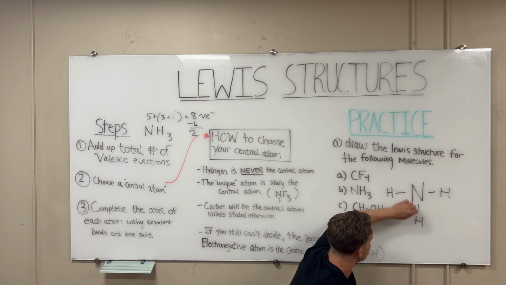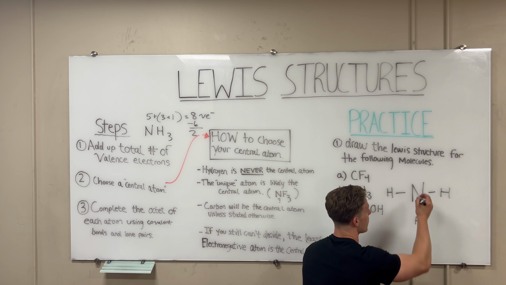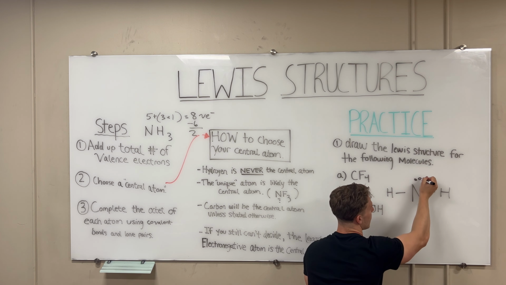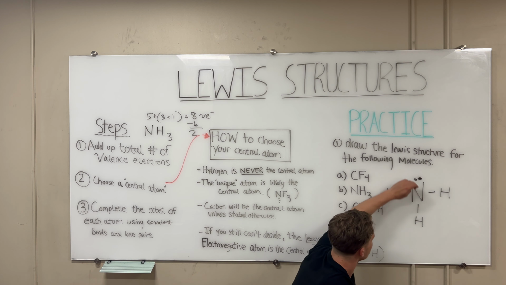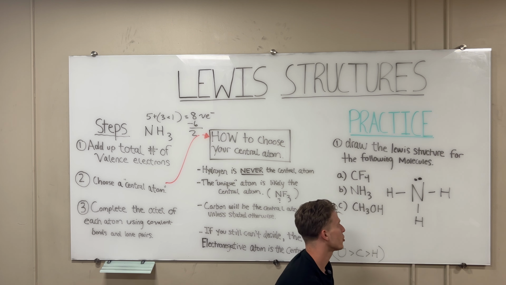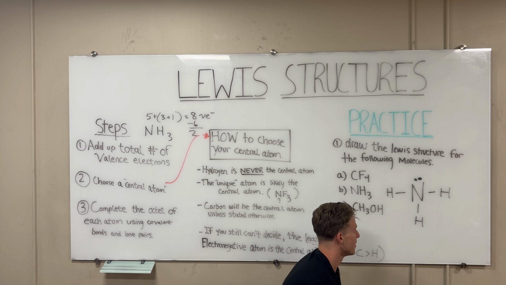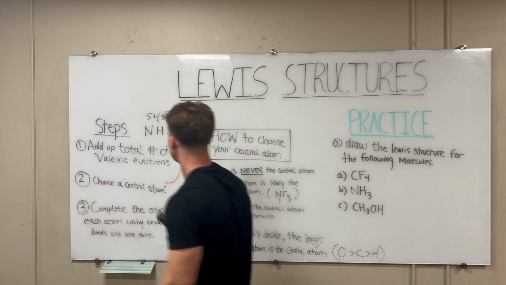Now what do we need to do? Nitrogen has 2, 4, 6 electrons. It needs 8 to complete its octet. So what we can do is put those last 2 electrons as a lone pair on the nitrogen, right? So now nitrogen has 2, 4, 6, 8. It's all set. The hydrogens are all good. So now we have completed this Lewis structure for NH3. So let's take a look at our last example and see if we can go through that one.